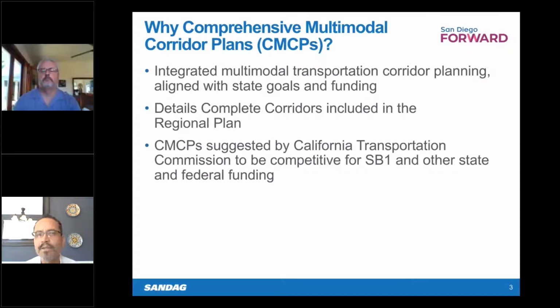So what are comprehensive multimodal corridor plans? It's an integrated multimodal approach to corridor planning, of course aligned with state and federal goals, detailing the complete corridors included in the regional plan. And the CMCPs, or the corridor plans, are also required by the California Transportation Commission in order to compete for upcoming State Bill 1 funding opportunities. They're also going to help us align priorities on the corridors and be competitive for other state, federal, and other local funding sources.